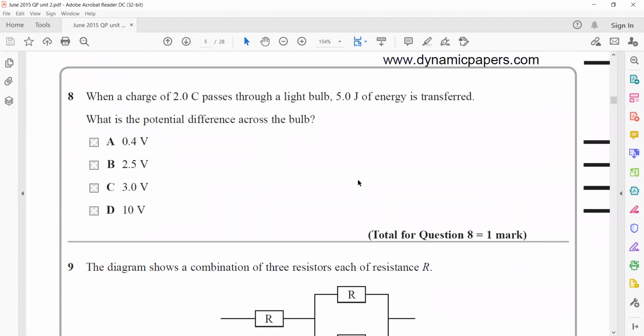When a charge of 2 coulomb passes through a bulb, 5 joules of energy is transferred. What is the potential difference? We have the formula: voltage is work done per unit charge. So it's a straightforward question. Work done or energy is 5 and the charge is 2. So that will come out as 2.5. So B will be the right answer.